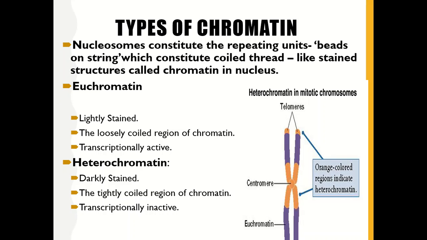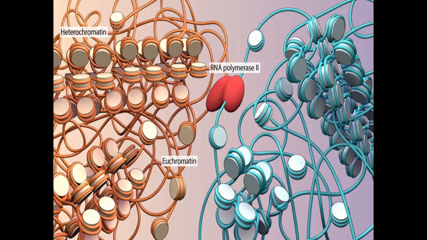the tightly coiled region of chromatin, and it is transcriptionally inactive. So in the diagram also you are seeing here the orange colored regions, which indicate the heterochromatin, and here the purple color you are seeing is the euchromatin. So you can see how heterochromatin and euchromatin look. Heterochromatin contains inactive genes and euchromatin contains active genes. Euchromatin is transcriptionally active and heterochromatin is transcriptionally inactive.